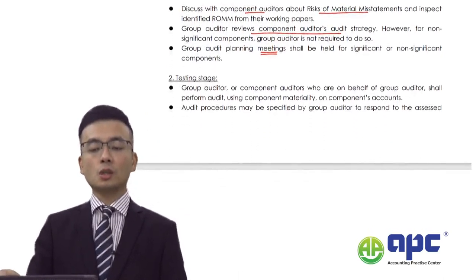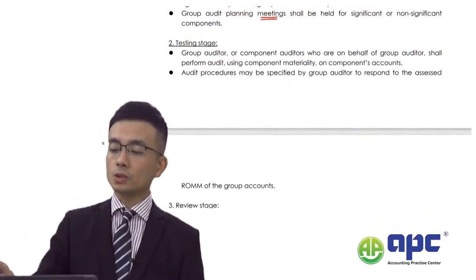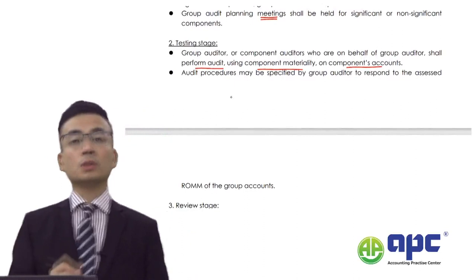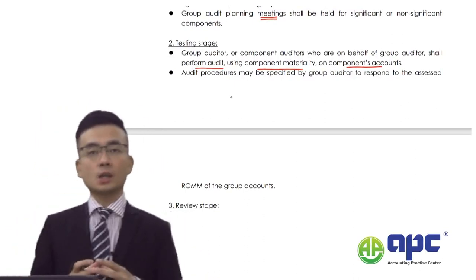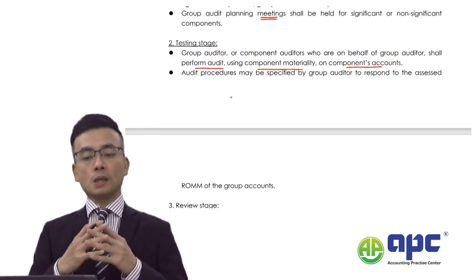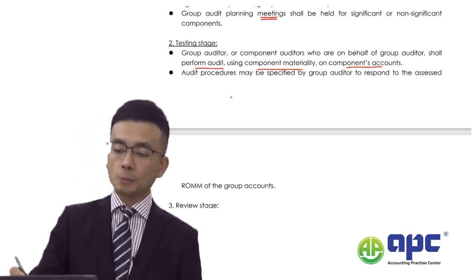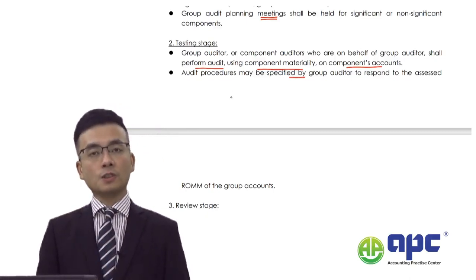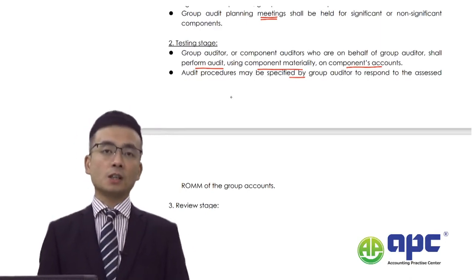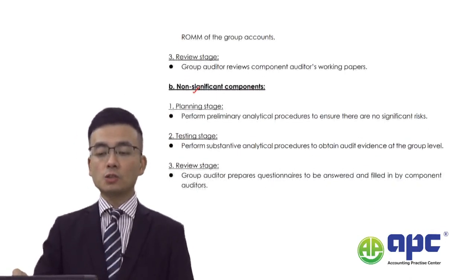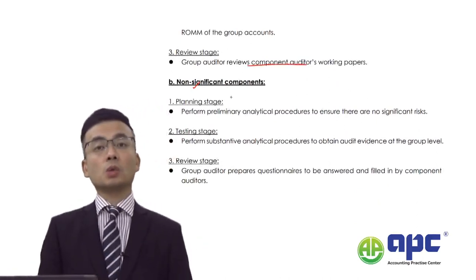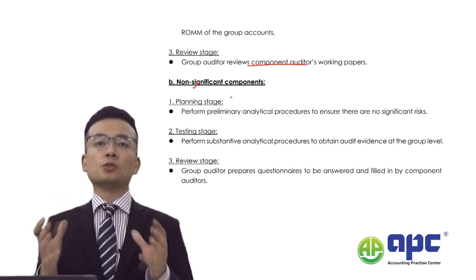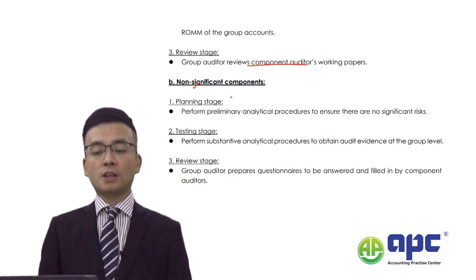During the testing stage, the group auditor or the components auditor shall perform audits using component materiality on the components' account. So make sure that we are assessing that materiality to be at an appropriate level, and also specifying the audit procedures to assess those risks of material misstatements that we've identified during the planning stage. And during the review stage, we review the components auditor's working papers to confirm whether or not that would be sensible.